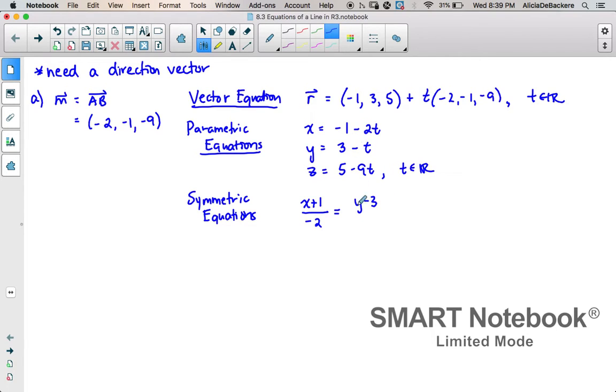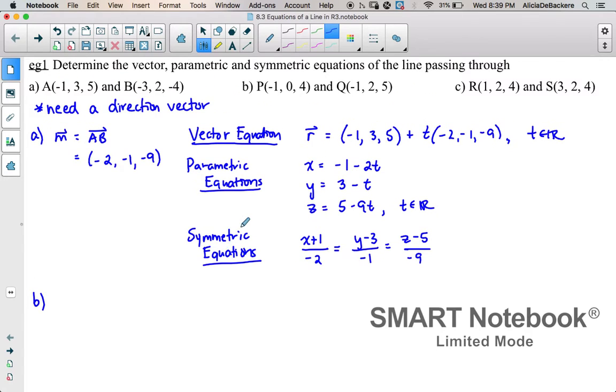And then I've got a -1 multiplier in front of the t. I'll divide that out. And then same thing for the z equation. Bring the 5 over and subtract it. And then I've got a -9 multiplier in front of the t. I'll divide that out. And there is no t anymore, right? We've gotten rid of that parameter by setting the parameter equal to itself. And so I don't need that at the end here. I'm done. And so moving on to part B here, we're going to see a different type of situation.